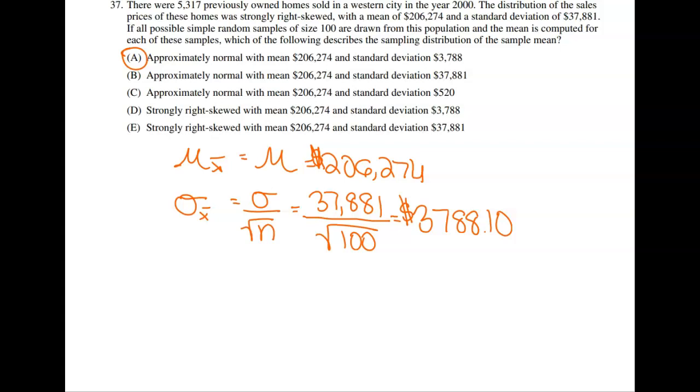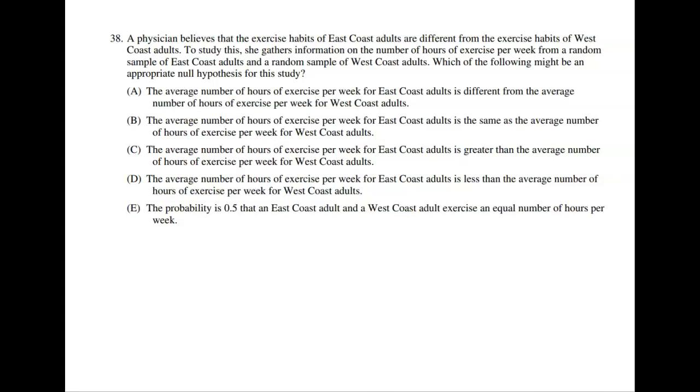Answer A. 38, a physician believes that the exercise habits of East Coast adults are different from the exercise habits of West Coast adults. To study this, she gathers information on the number of hours of exercise per week from a random sample of East Coast adults and a random sample of West Coast adults. Which of the following might be an appropriate null hypothesis for this study?